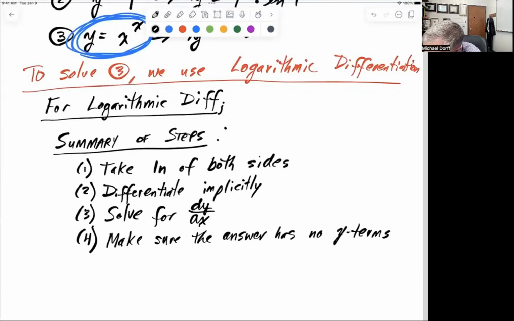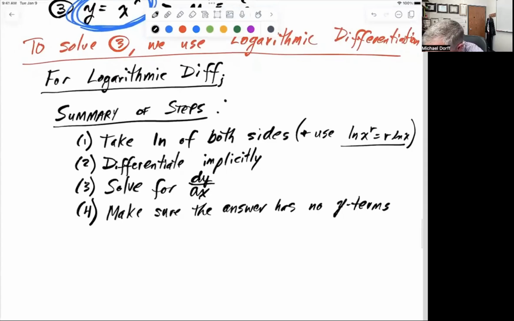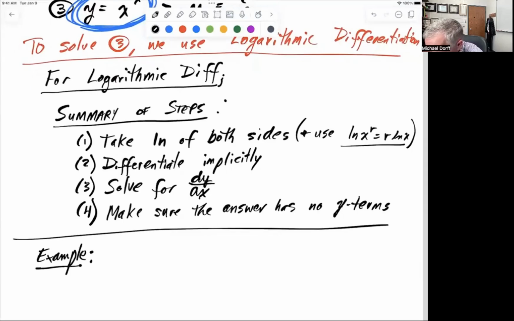And maybe I put up here in this first step, I take the natural log of both sides and I use the fact that we talked about earlier, that the natural log of x to the r equals r times the natural log of x. We're going to use that fact there. So let's do an example of this approach. We're going to differentiate the following function: y equals x to the sine x.